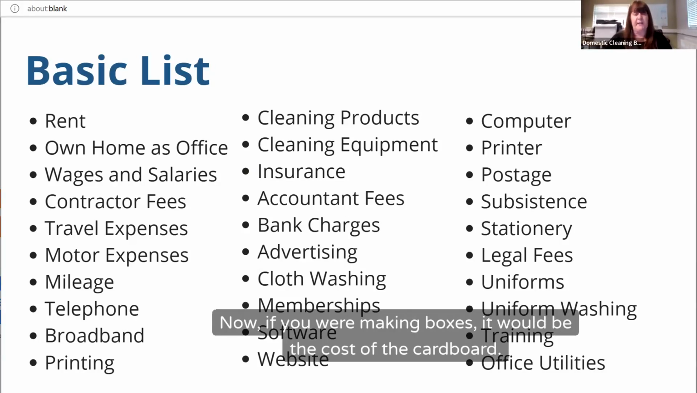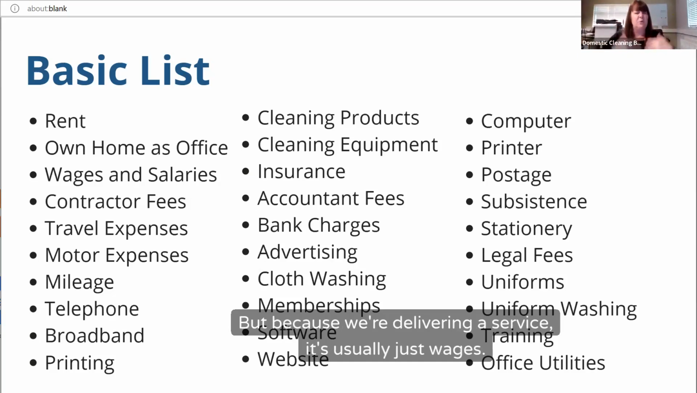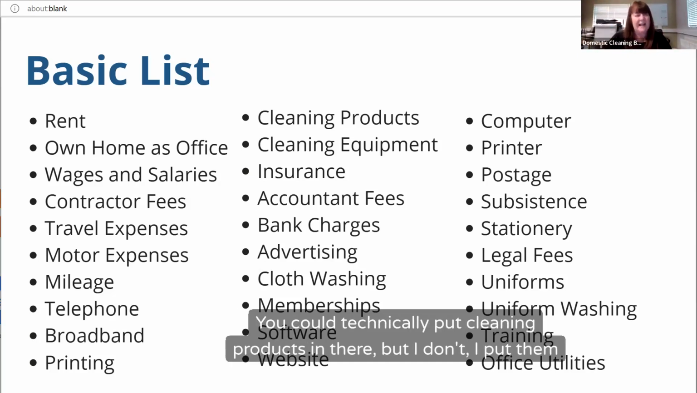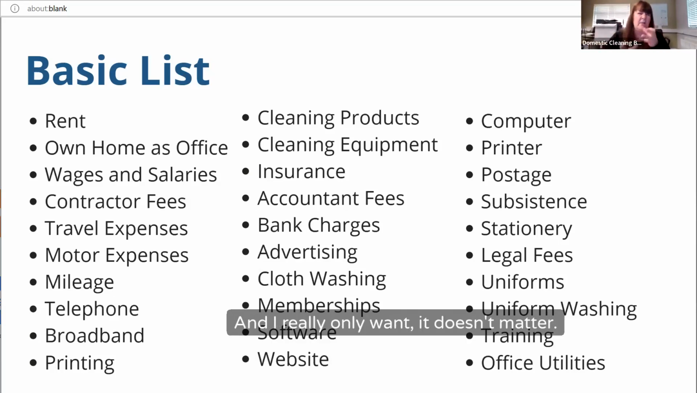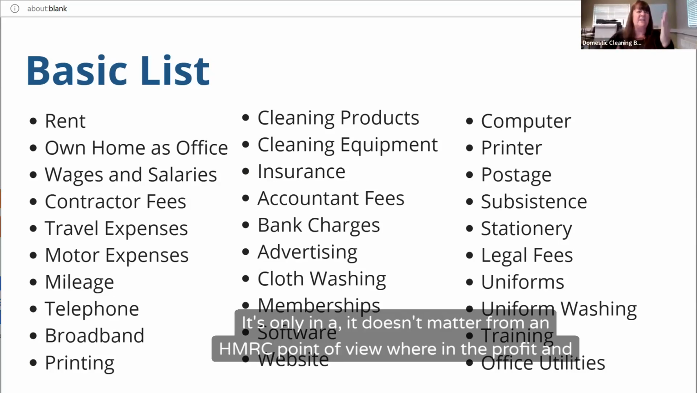Now, if you were making boxes, it would be the cost of the cardboard. But because we're delivering a service, it's usually just wages. You could technically put cleaning products in there, but I don't. I put them in as an expense because it's just too complicated otherwise. It doesn't matter from an HMRC point of view where in the profit and loss they are.